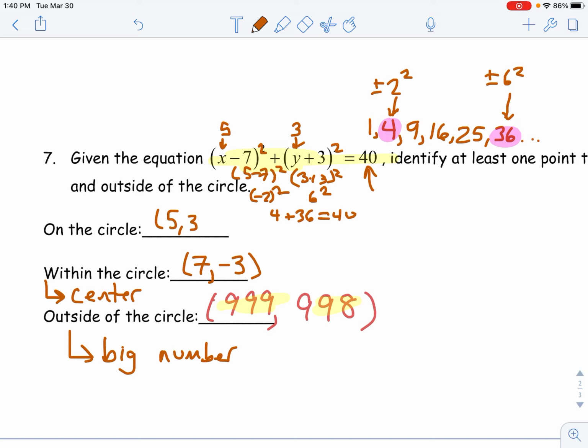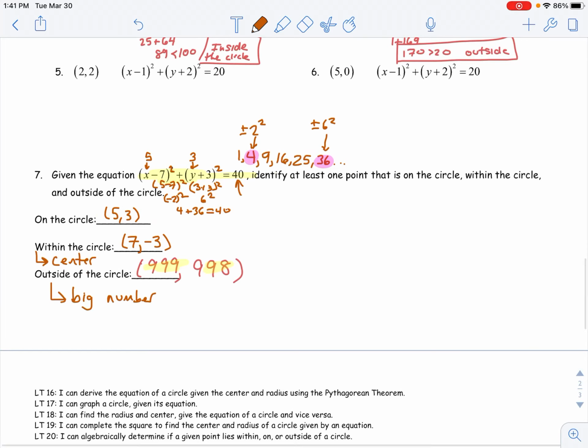All right, so this one, I kind of rushed through it. We only did one example. It's not a huge punchline of this unit, but it's still fun to talk about. But you do have to be clever to find one on the circle.